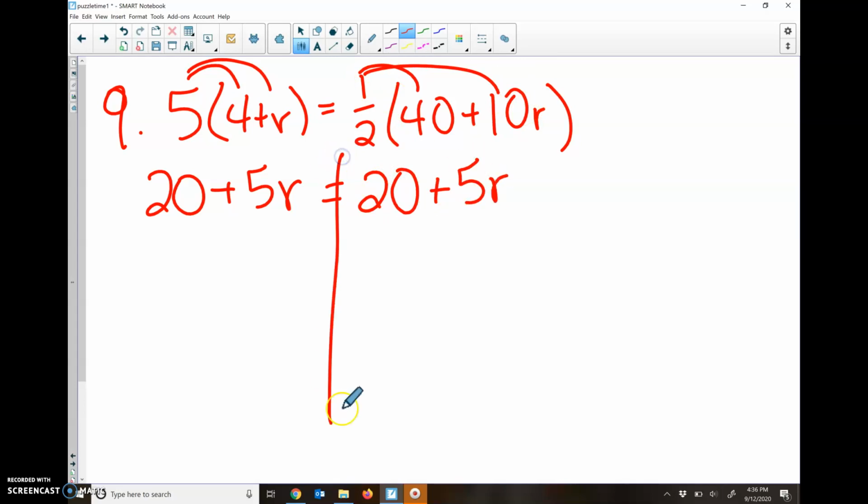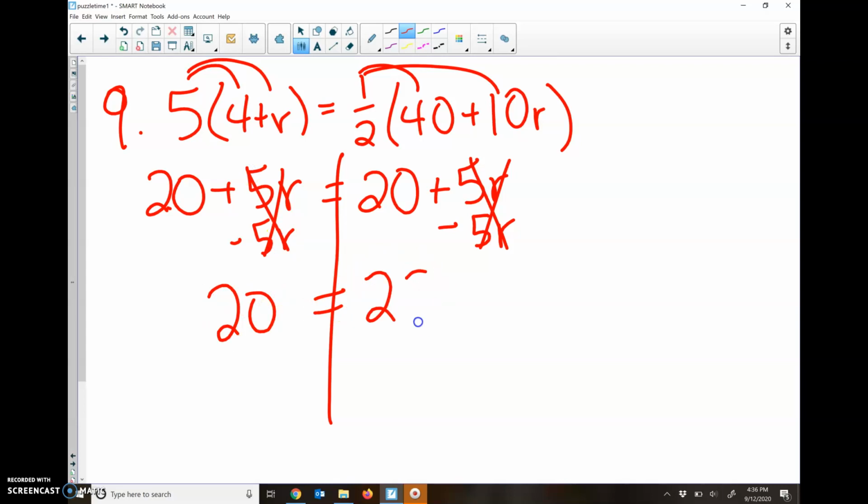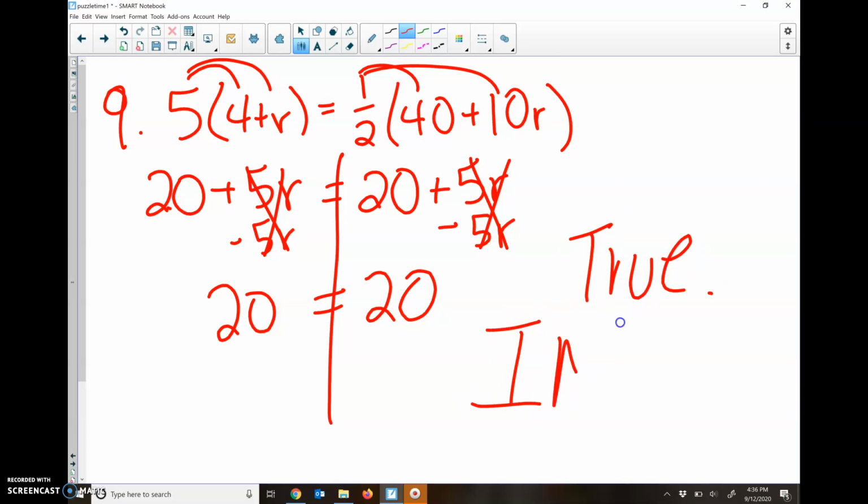Again, something looks weird. 20 plus 5r, 20 plus 5r. So once we get everything canceled out, subtract 5r, subtract 5r, I'm left with 20 on one side and 20 on the other side. That is a true problem. 20 and 20 are the same. So then our answer is infinitely many solutions.